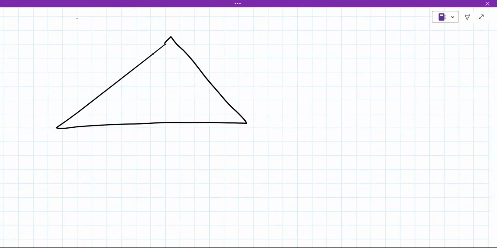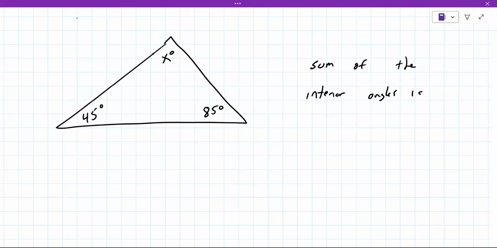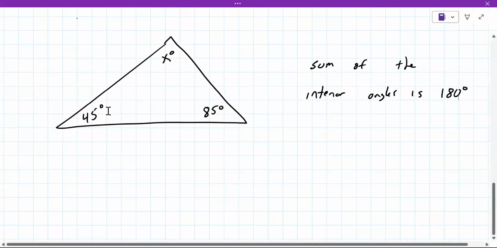Okay, so here's a triangle. 45 degrees, 85 degrees, and X degrees. So the sum of the interior angles is 180 in a triangle. So all the angles in the triangle add up to 180.